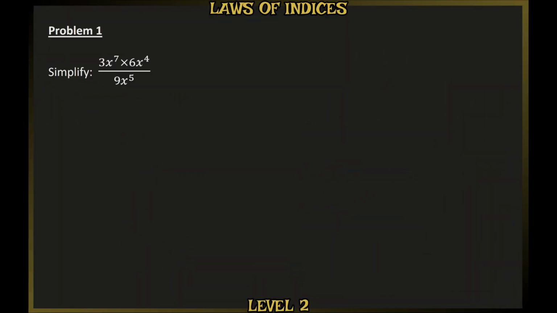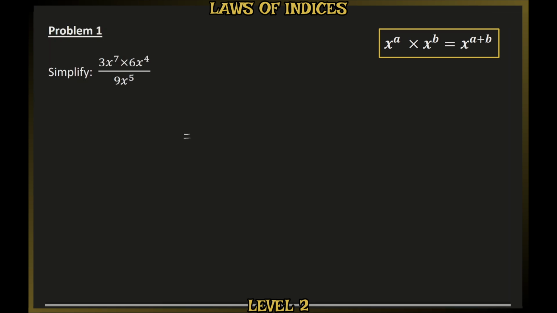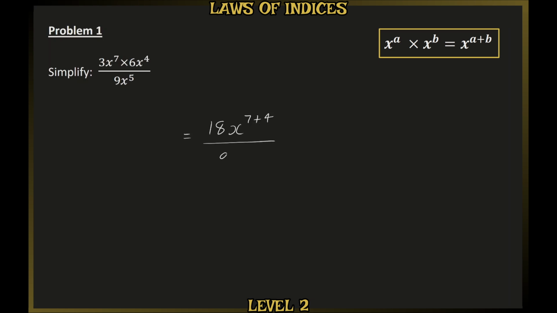In problem 1, we're simplifying 3x to the power of 7 multiplied by 6x to the power of 4 all over 9x to the power of 5. Starting with the numerator, we're going to use this law, which tells us that when we multiply indices together, we add the powers. So 3 times 6 gives us 18, and x to the power of 7 multiplied by x to the power of 4 becomes x to the power of 7 plus 4. Our denominator stays as 9x to the power of 5 for now.